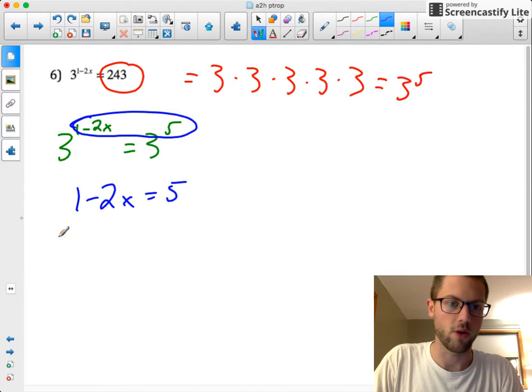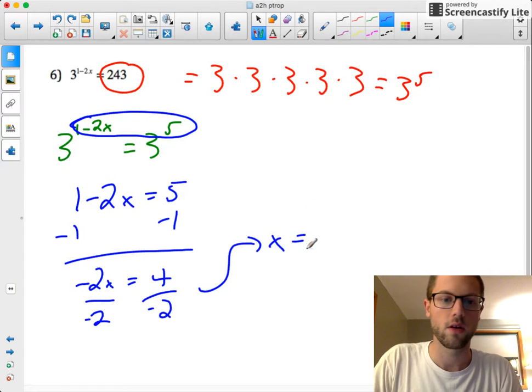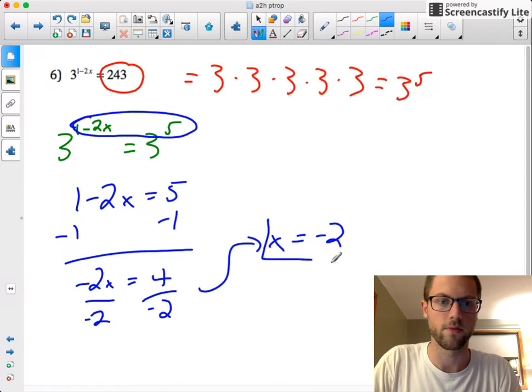And I can rearrange my equation a little bit, subtract my 1. I get a negative 2x equals 4, and divide both sides by negative 2. So I get x should equal negative 2.